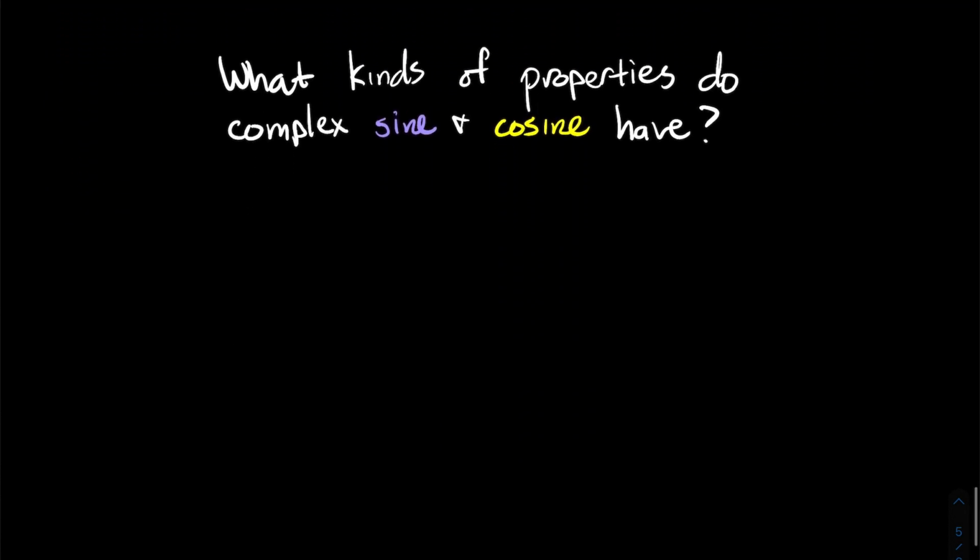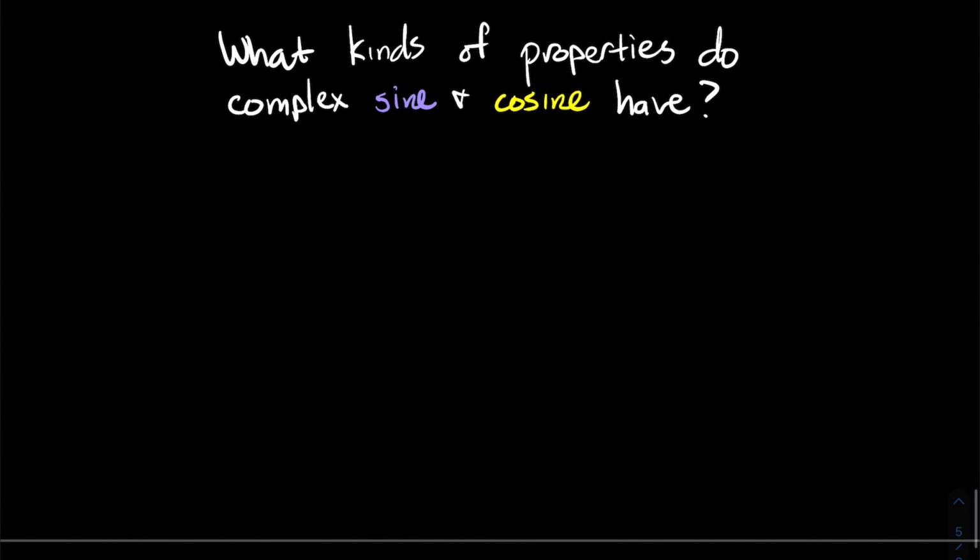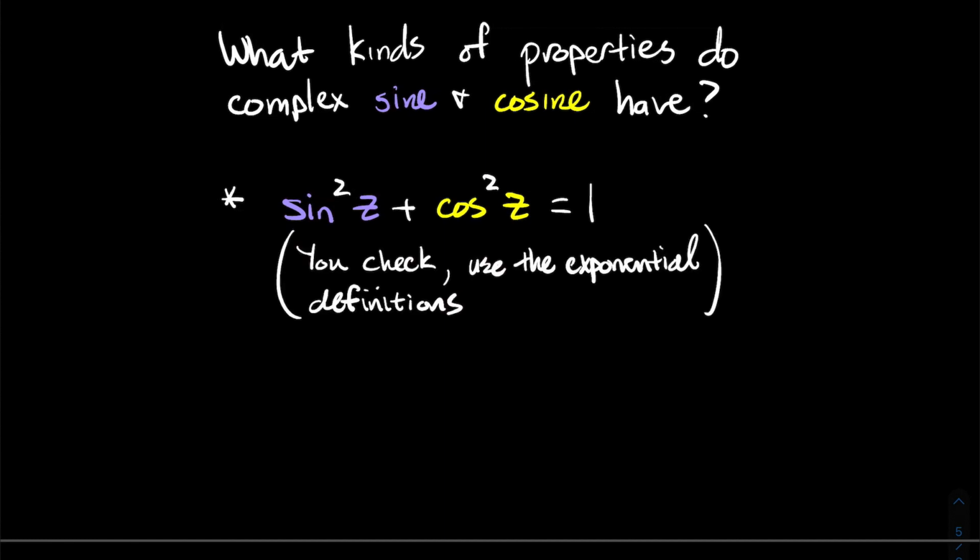Now, what kinds of properties do complex sine and cosine have? Well, the first thing is they still satisfy this sort of Pythagorean identity. Sine squared of z plus cosine squared of z still gives you 1. So even though I'm saying we don't have that unit circle triangle intuition for how to define complex cosine and sine, it still managed to satisfy this kind of remarkable property that I can't help but think about the unit circle with.